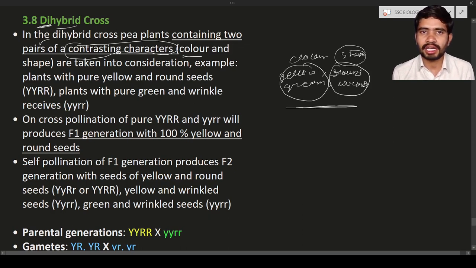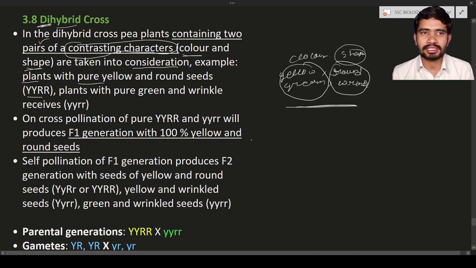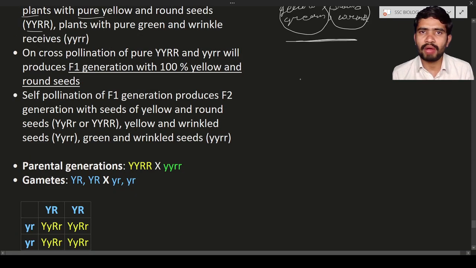You can see here the color and also the shape are taken into consideration. That is known as a dihybrid cross. What is meant by dihybrid? Any seed or parent plant that has 2 pairs of contrasting characters is known as a dihybrid cross. Example, the plant with pure yellow and round seeds. Here you take the pure parental plant. What is the pure parental plant? It is going to have all dominant genes only.